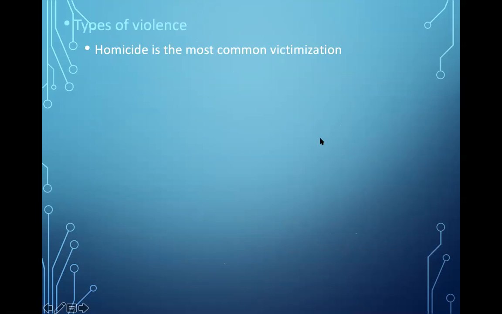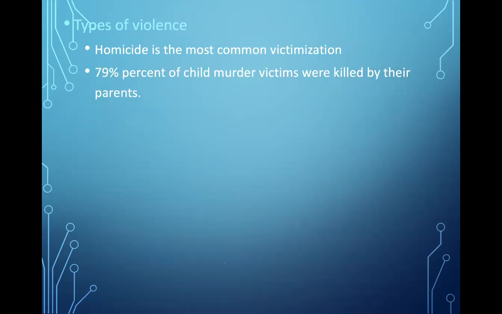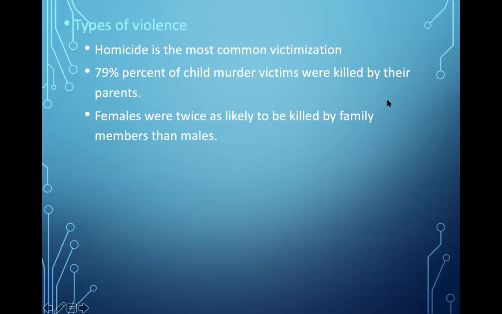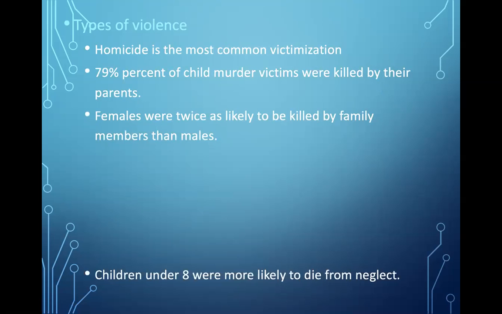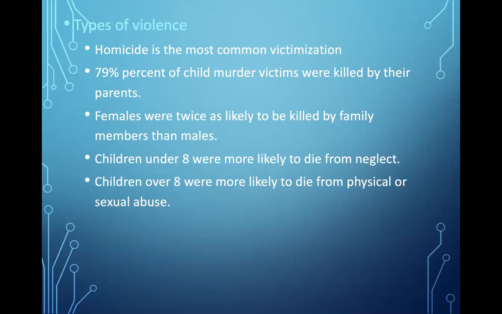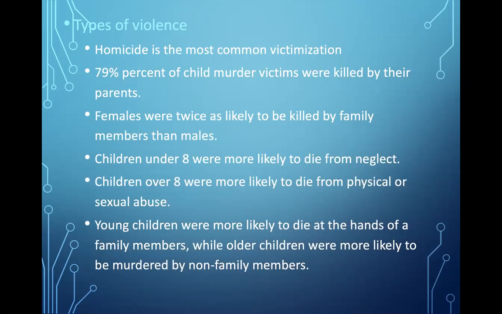There's also types of violence. Homicide is the most common victimization. 79% of child murder victims were likely killed by their parents. Females were twice as likely to be killed by a family member than by males. Children under 8 were most likely to die of neglect. And children over 8 were more likely to die from physical or sexual abuse. Young children were more likely to die at the hands of a family member, while older children were more likely to be murdered by non-family members.